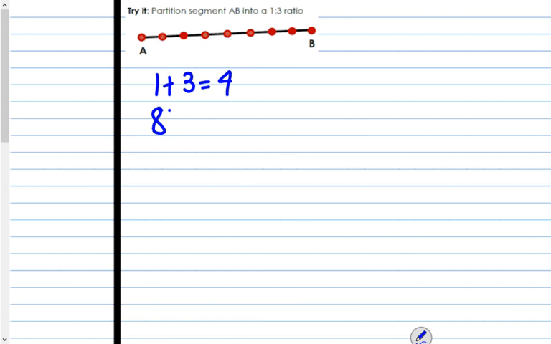Well, 8 divided by 4 is 2. That means every 2 I'm going to have a section. And we've done something just like this before. Okay? So here's a section. Here's a section. Here's a section. Here's a section. I have 4 sections.